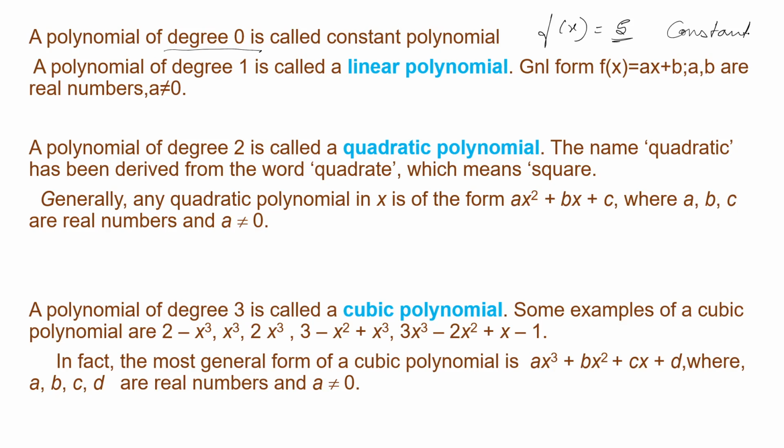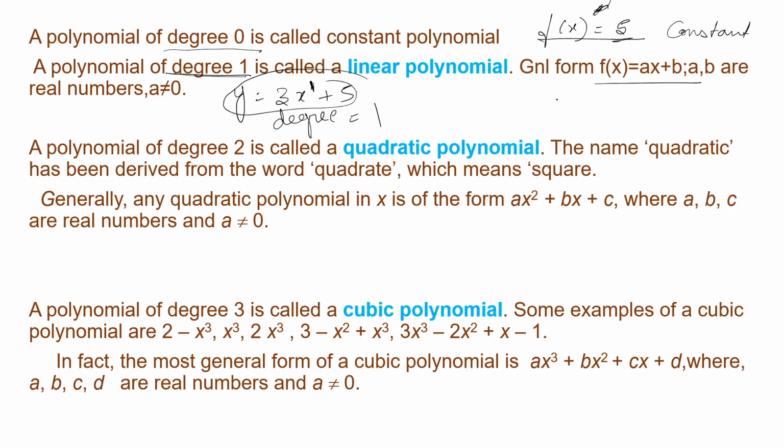There is no variable in this. There is no x term, y term or any exponent over here. Such a polynomial has a degree 0. So the polynomial of degree 1 is called a linear polynomial. Suppose I am writing like this. What is the highest power? The highest power is 1, so the degree is 1. So the polynomial of degree 1 is called a linear polynomial.